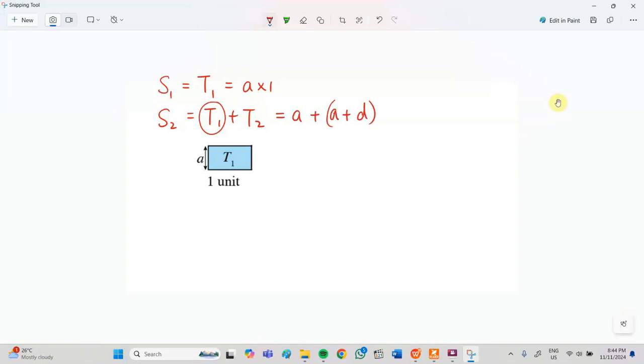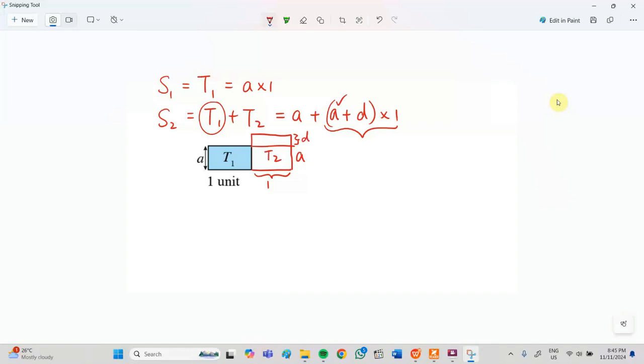And so A plus D can also be seen as A plus D times 1 unit. We can represent this by drawing the second block here of the length 1 unit as well, 1 unit here. But the height here now will be A plus D. So since A has the same height here, it means D here is the difference between T1 and T2.